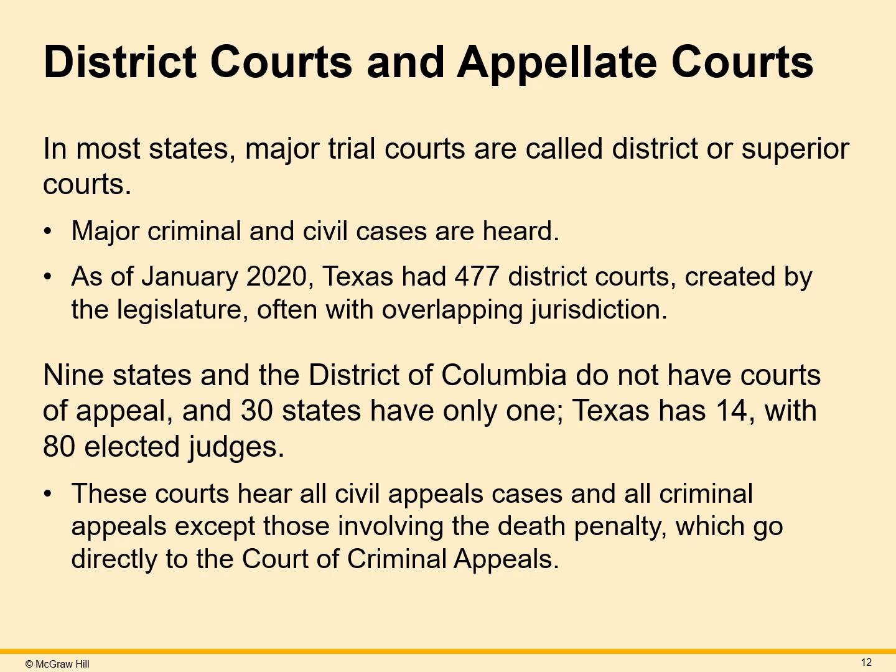District courts and appellate courts. In most cases, major trial courts are called district or superior courts. Major criminal and civil cases are heard. As of January 2020, Texas had 477 district courts created by the legislature, often with overlapping jurisdiction. 9 states and the District of Columbia do not have courts of appeals, and 30 states have only 1. Texas has 14 with 80 elected judges. These courts hear all civil appeal cases and all criminal appeals, except those involving the death penalty, which go directly to the Court of Criminal Appeals, which is the highest court.